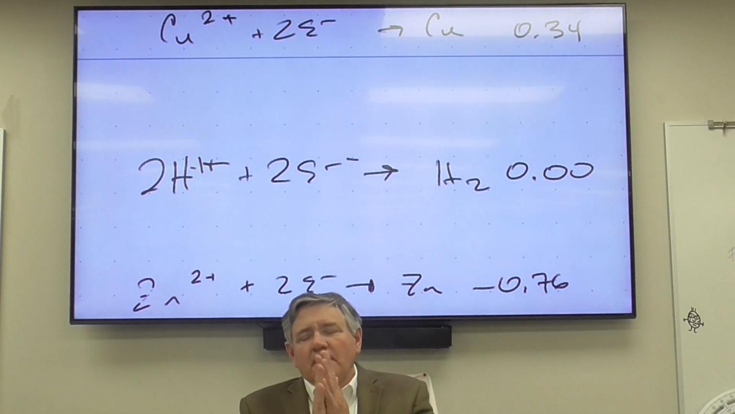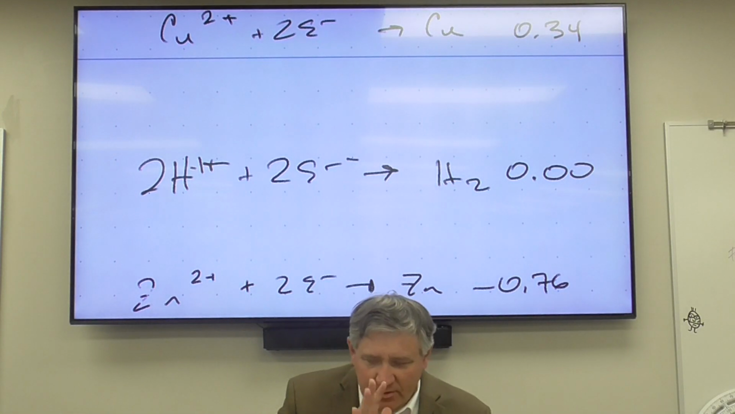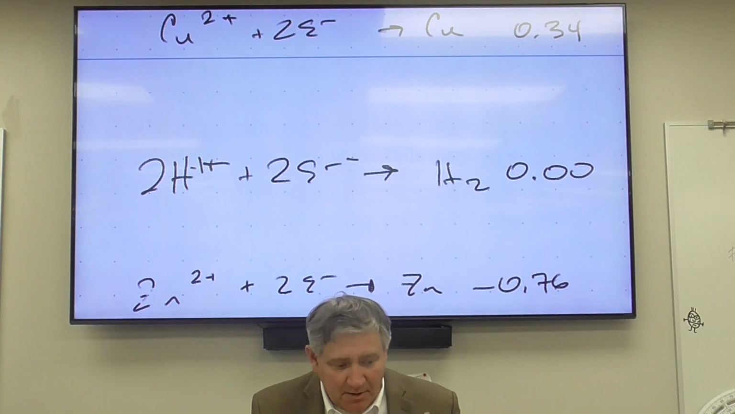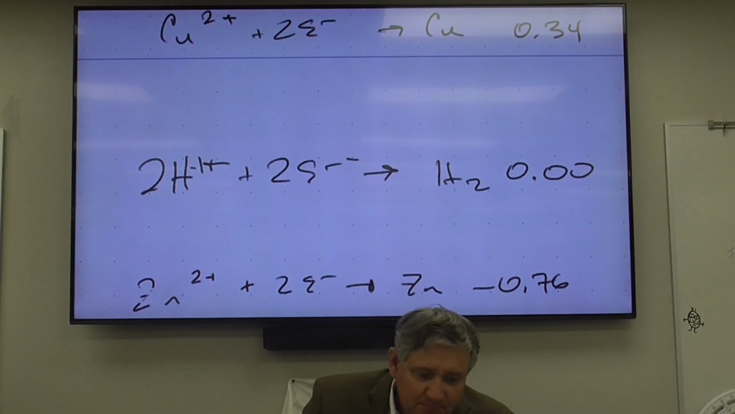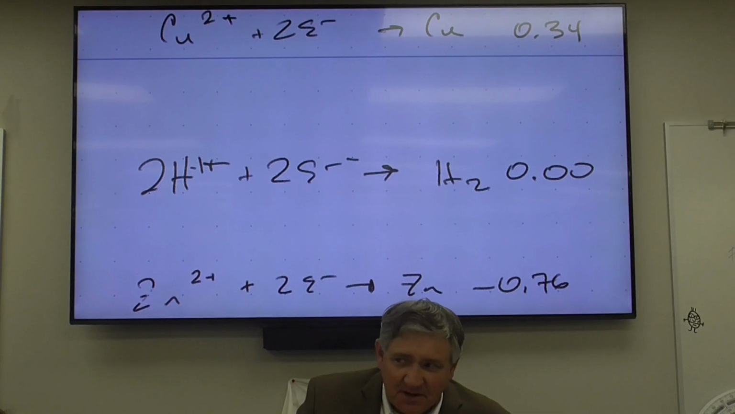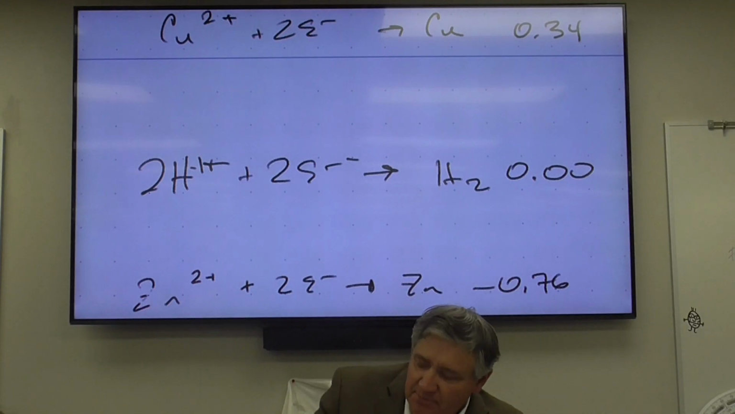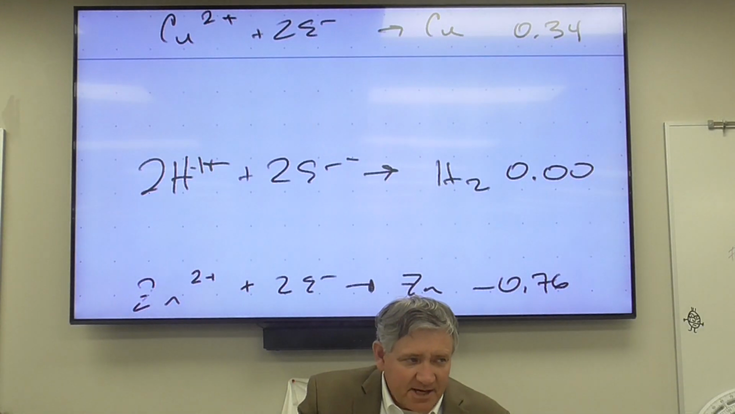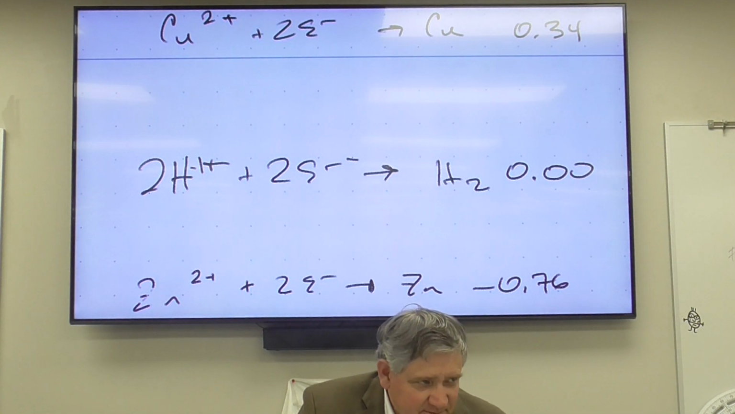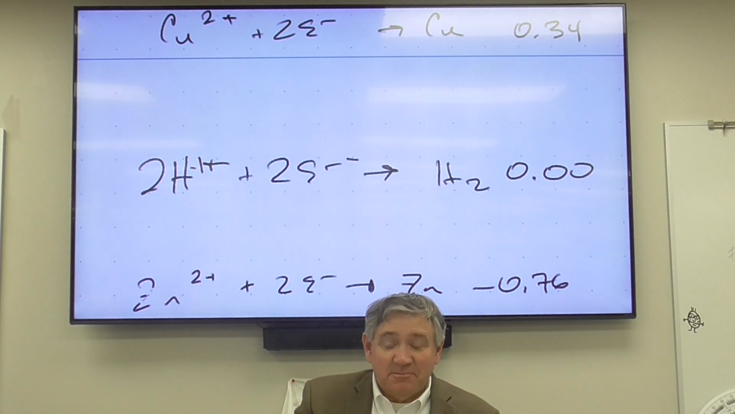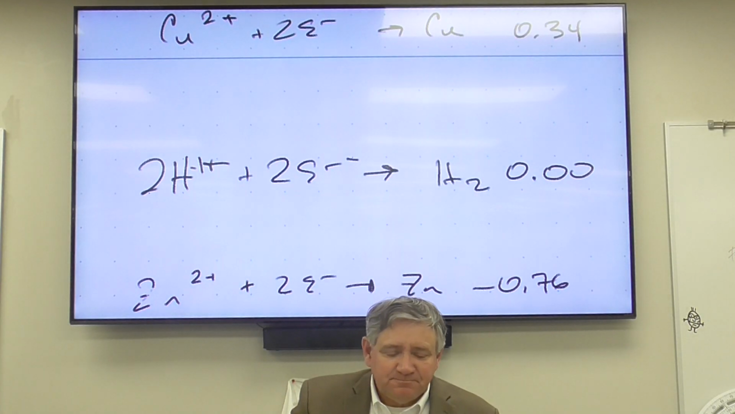All right. So what you have, we are going to spend much time talking about this. This is called a standard reduction table. So listen to me very carefully. This is a reduction table. Every reaction that's on here, oddly enough, is a reduction reaction. Hence the term reduction table.